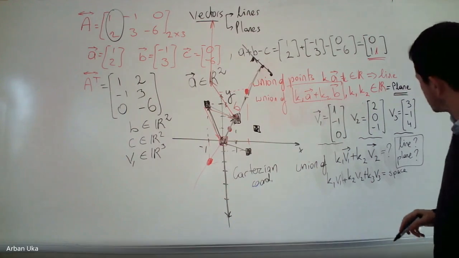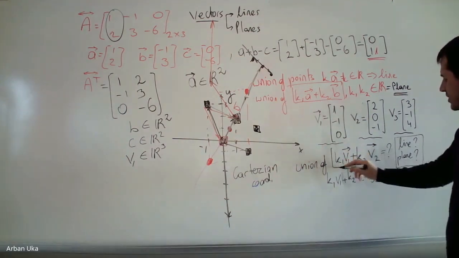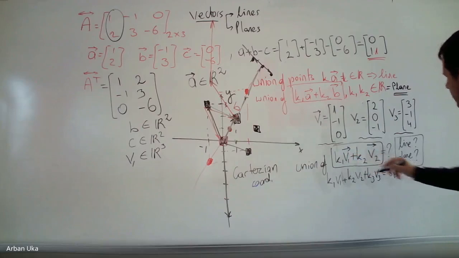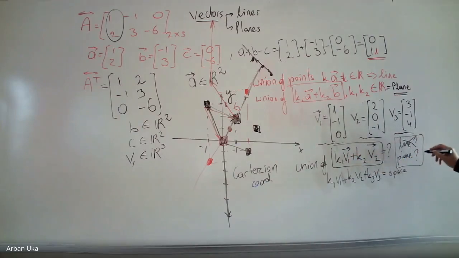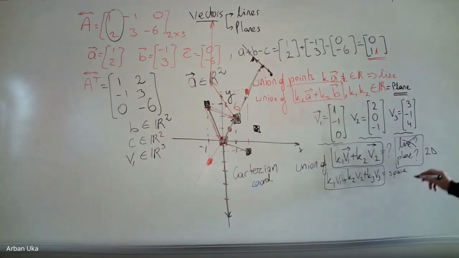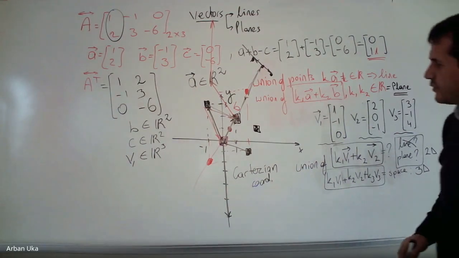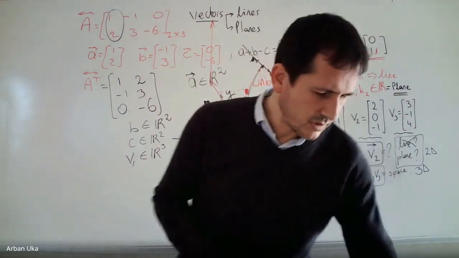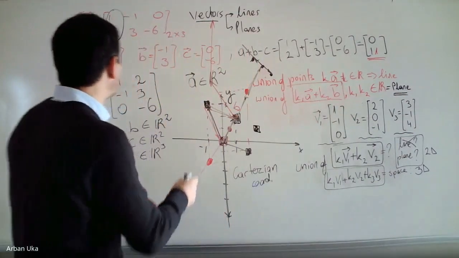So we can say that with this linear combination, where we have only two vectors, we are going to have a plane, which is a two-dimensional plane. Whenever we have three vectors like this, they can define the whole space, or we can call this 3D, or the complete volume of the room where you are sitting right now.